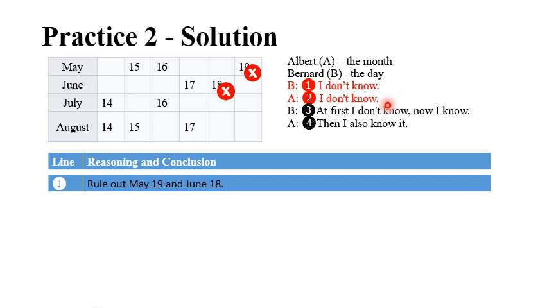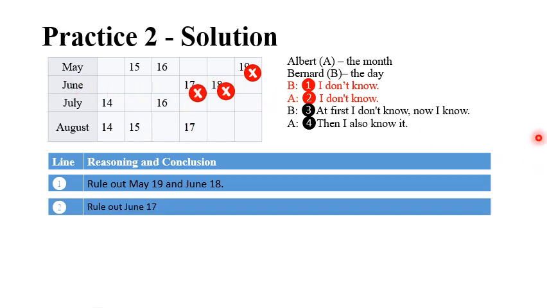Next, Albert, knowing the month, said he didn't know either. So Albert, knowing the month, so May, check through the row, and June. At this point, if Albert is having the month of June, then he would conclude it is 17. July, there are 2 dates. August, there are 3 dates. So from this line 2, we can rule out June 17.